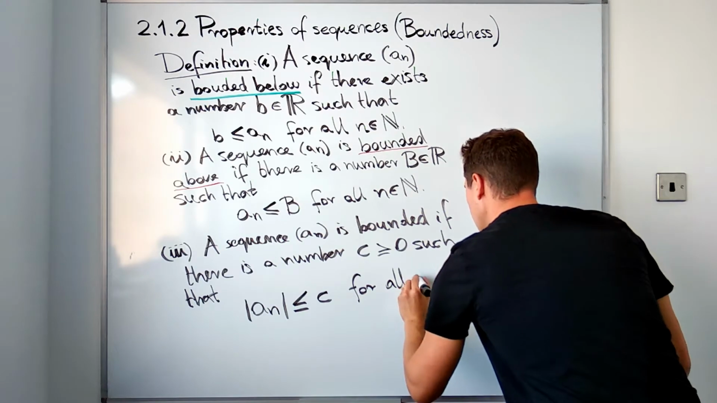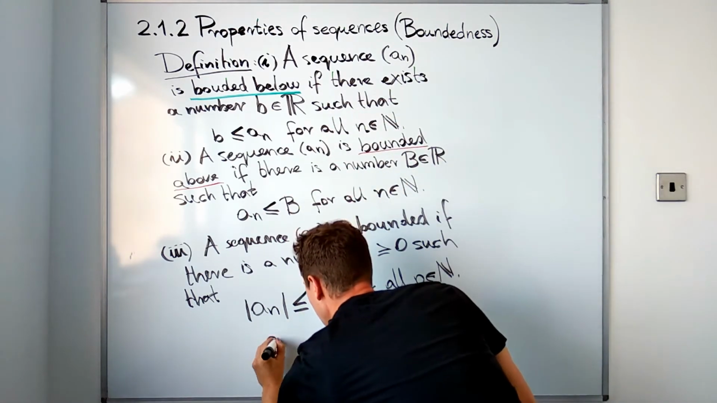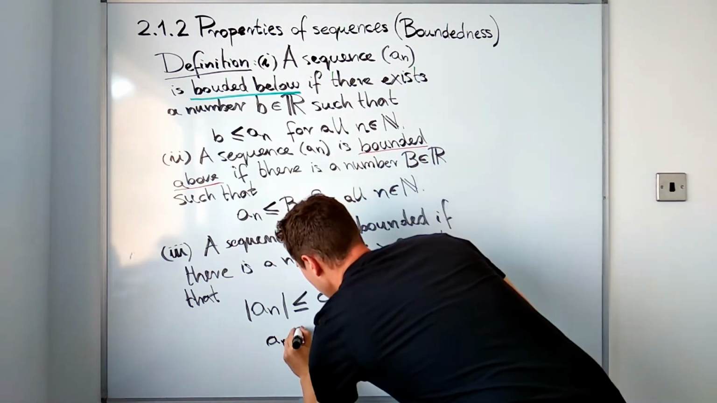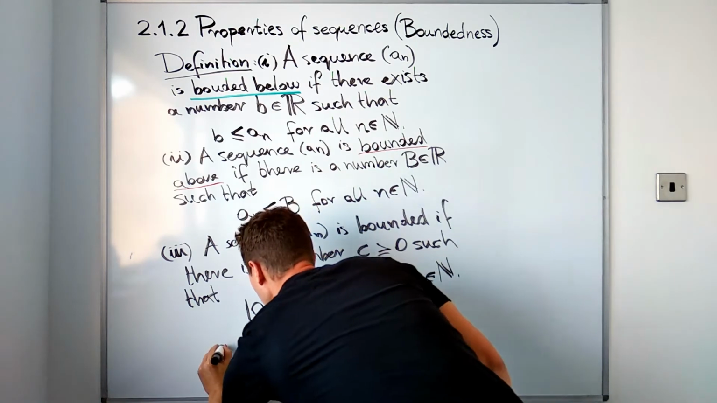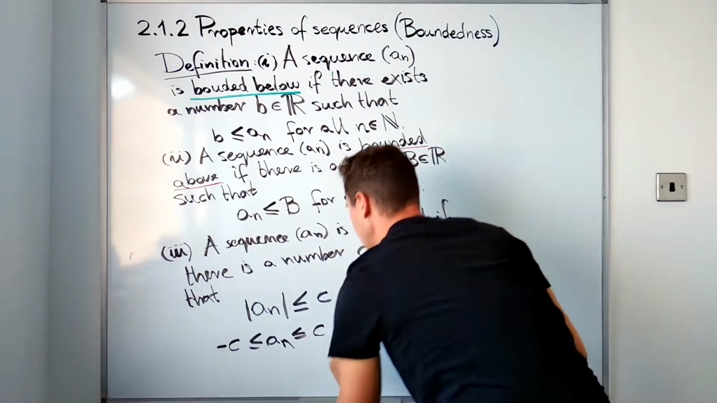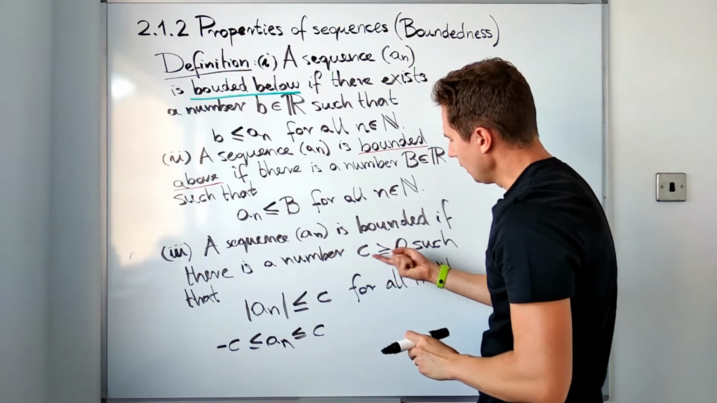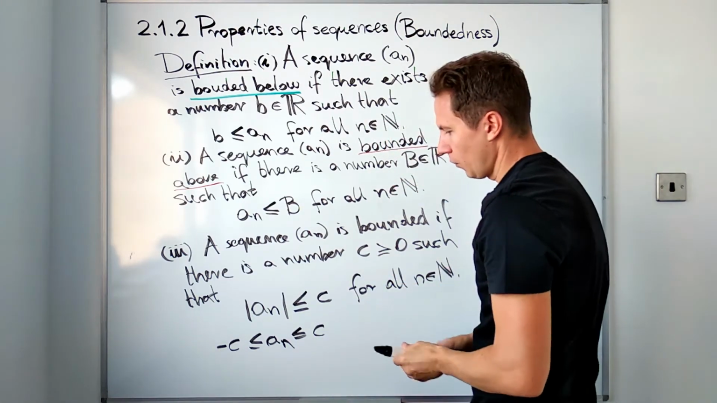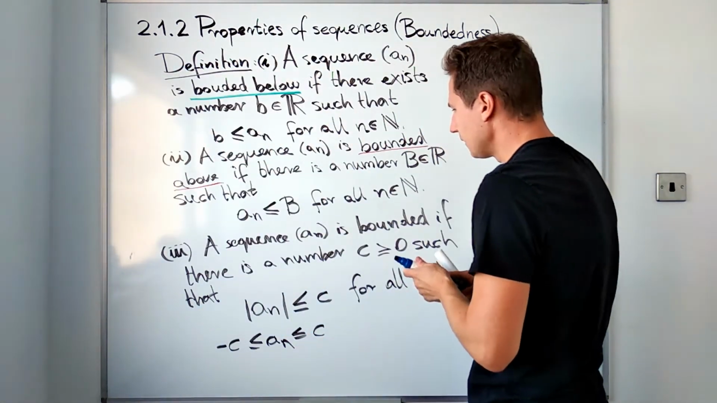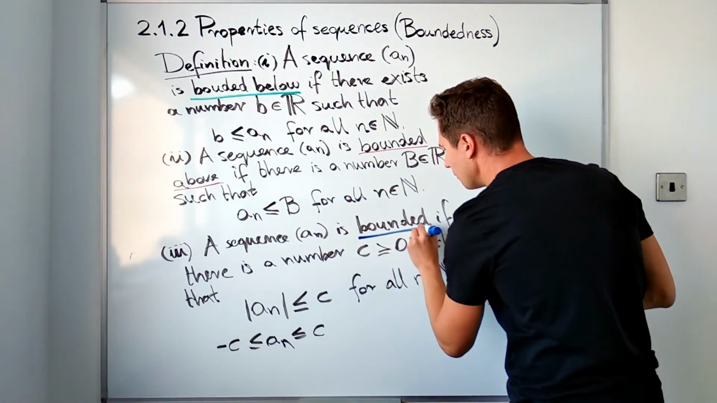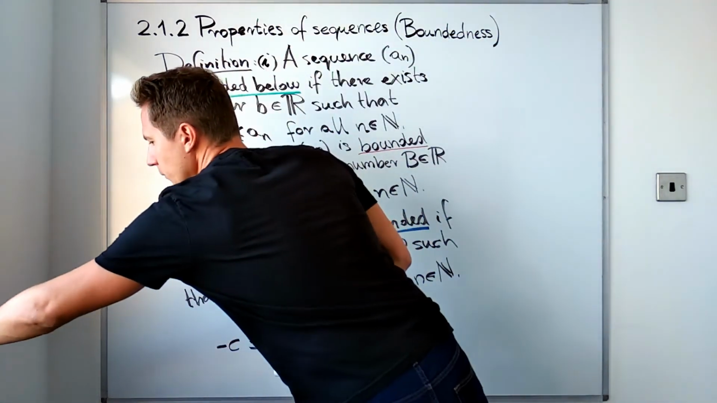for all indices n. Okay, let me just rewrite this in an equivalent way. This means that a_n is between negative C and C. So you see why we had to have this number be non-negative. So the nth term of the sequence is between negative C and C, and this is when we say that it is a bounded sequence, and C might be called a bound for our sequence.